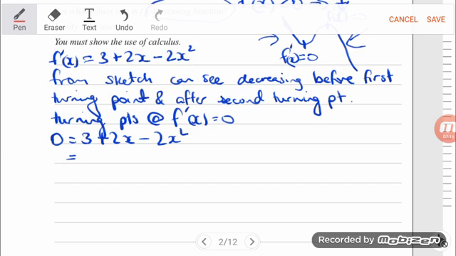Now, there's different ways you can do this. You can use the quadratic formula to work it out, where negative 2 is your A, 2 is your B, and 3 is your C. Or, again with those same numbers in their place, you can input this into your graphics calculator. So you should end up with x is equal to negative 1 or 3.